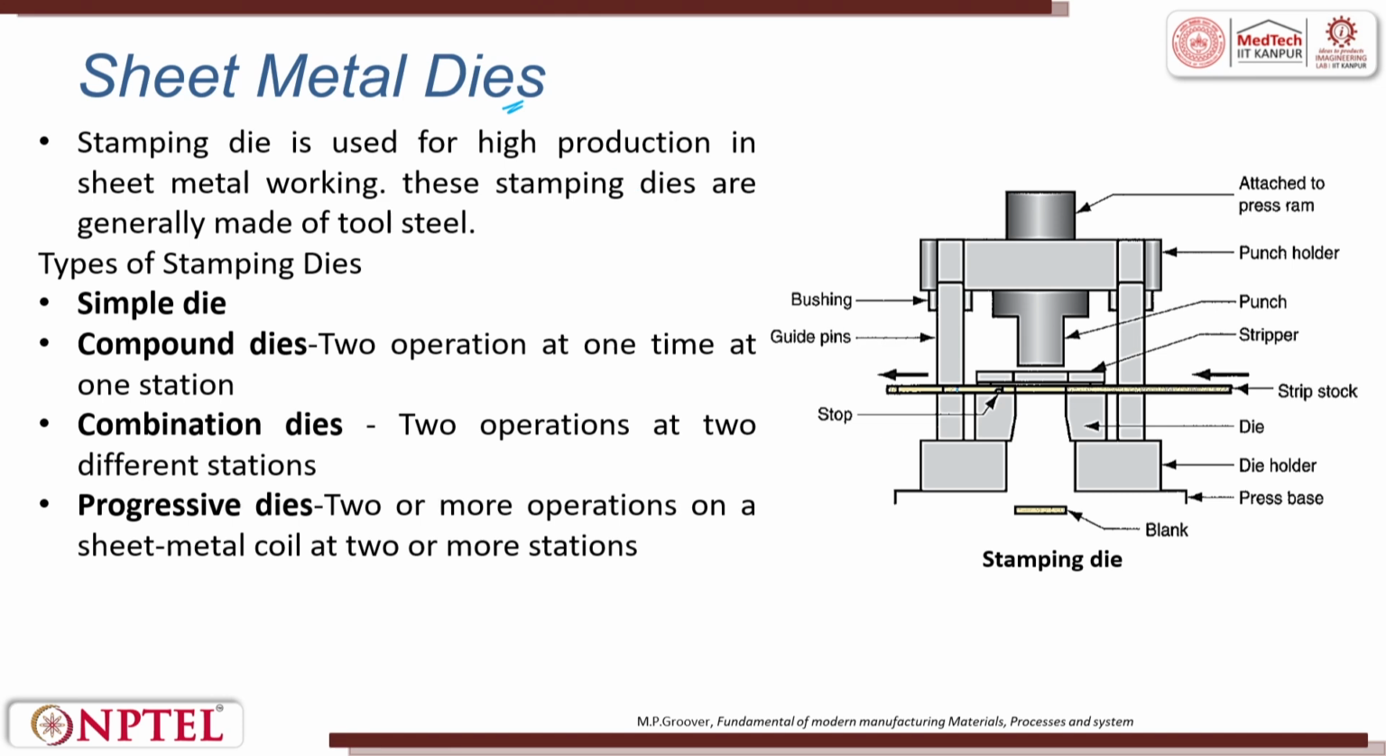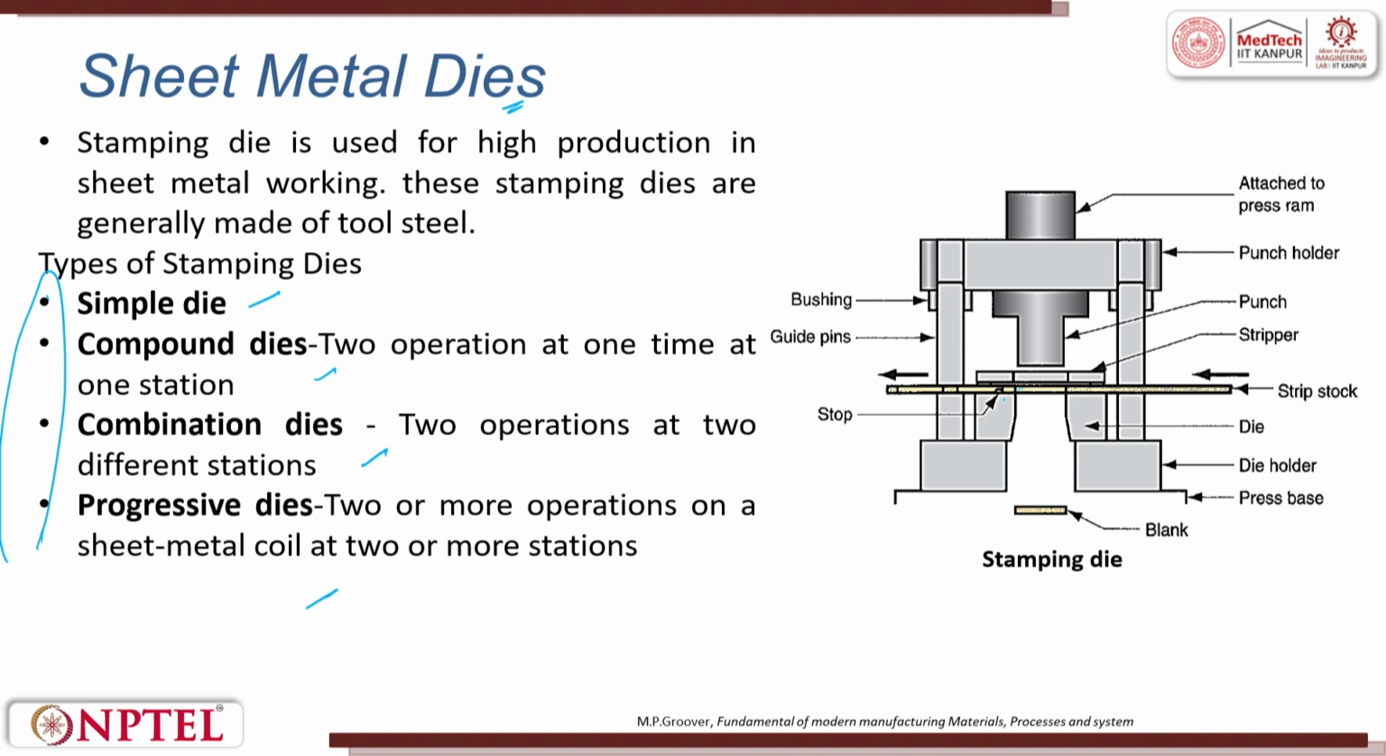So what happens in stamping? You punch it once, when you take it up, it advances, then you punch it, it advances, something like that. Stamping die is used for higher production in sheet metal working. These stamping dies are generally made out of tool steel. There are several varieties of stamping die: simple, compound, combination and progressive die.